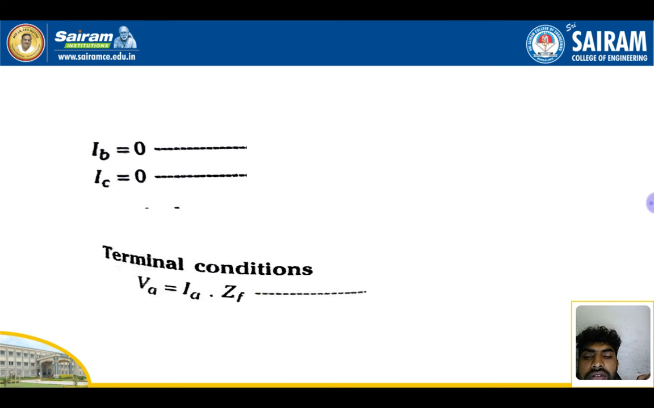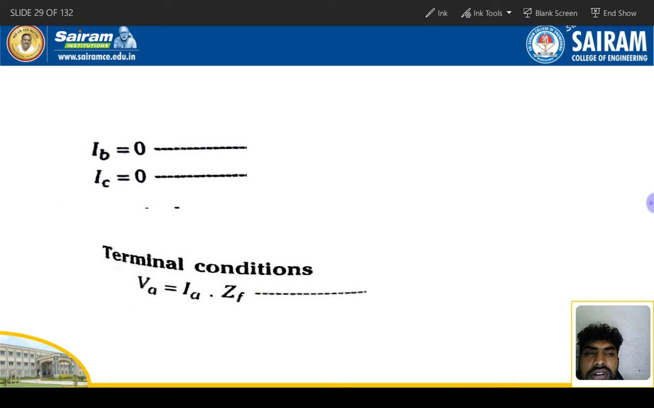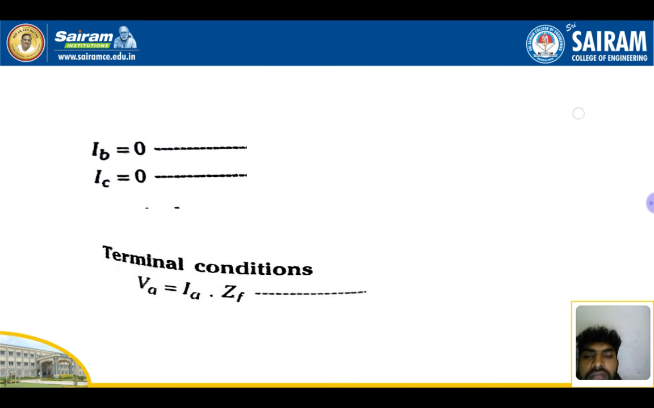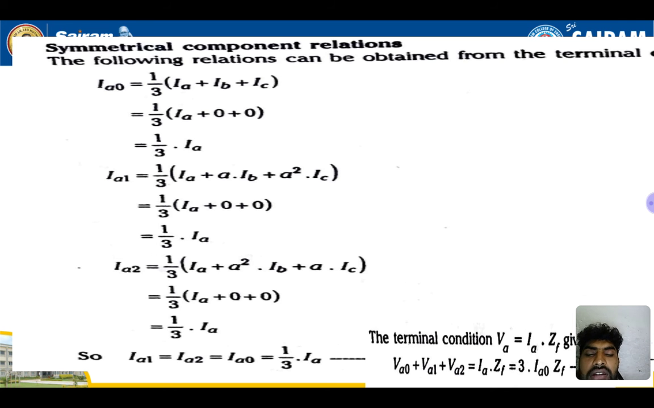So IB is equal to 0, IC is equal to 0 from the circuit diagram, and the terminal voltage VA is equal to IA into ZF, right? And the symmetrical components relation.